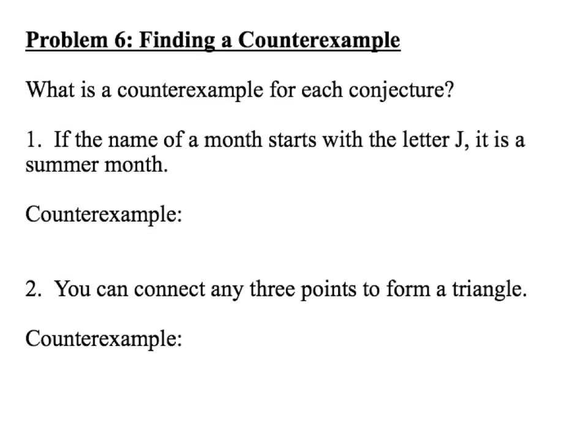So the first one says, if the name of a month starts with J, it's a summer month. So that would be like June and July. Well, that makes sense. That's true. So now I want to think back, are there any months that are not in summer that begin with J. And I could say January would be that counterexample. That would make that conjecture false.